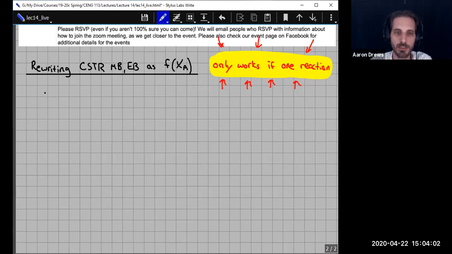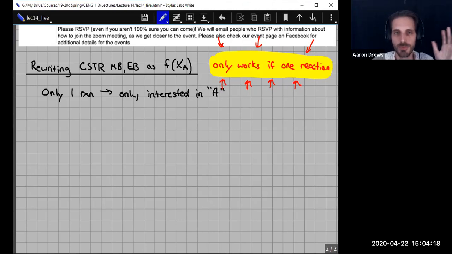Since we have only one reaction, this implies that we are only interested in A, whatever A happens to be. Again, A varies, right? Sometimes it's the limiting reactant. Sometimes it's the one that's the most expensive to purchase. Those usually tend to be the same thing. But whatever A happens to be, that is the thing for which all of the variables will be expressed as functions of. So what we're going to do is take two components of equations that we've seen before.